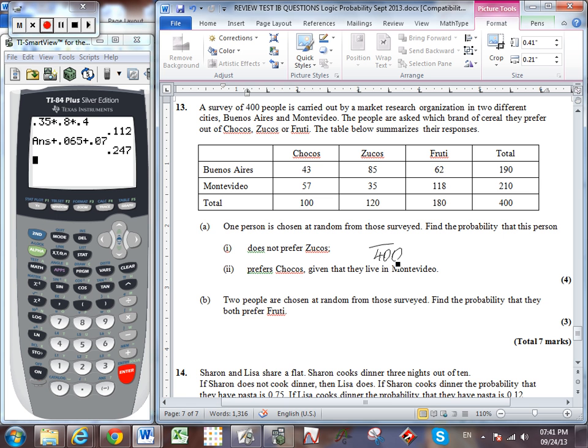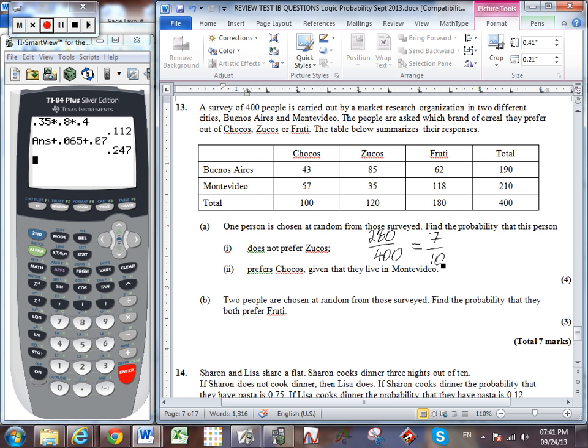Alright. Does not prefer Zoochos. Well, that means that they are not in the Zoochos, because these are the ones who do prefer Zoochos. And so if they don't, then it must be these 100 and these 180, a total of 280 individuals. Another way you could do this, of course, is taking the 400 total people and subtracting the ones who do prefer Zoochos. 400 minus 120 will also give you 280. And this, if you're interested, reduces to 7/10, 70%.